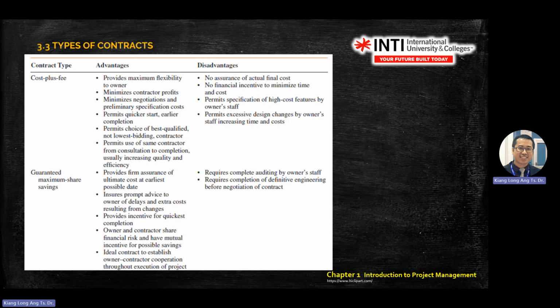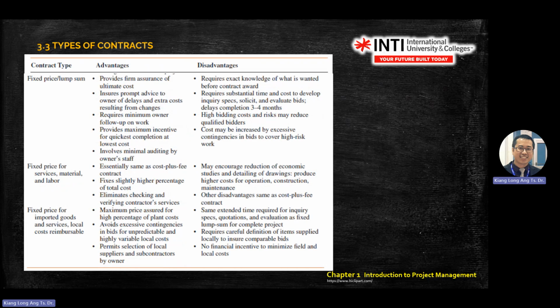You need to elaborate a bit from here. These are the keywords that I read from your sentence. At least 1 line sentence. Okay. Then this one is another one. Guaranteed maximum shares saving. Go and read.